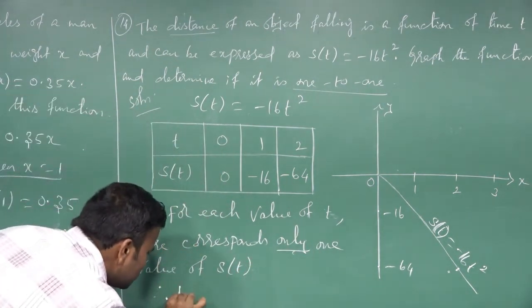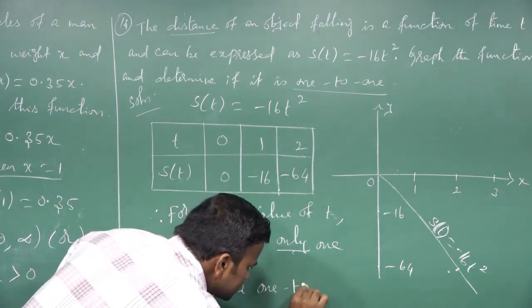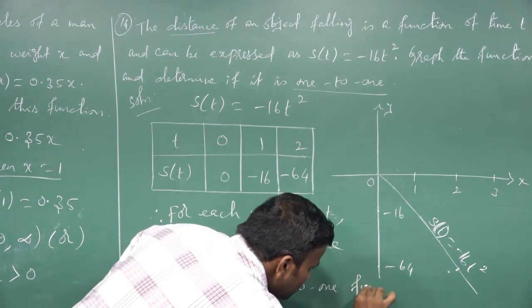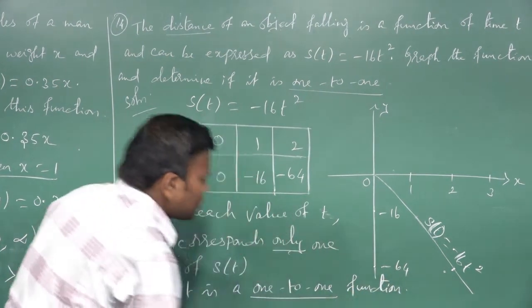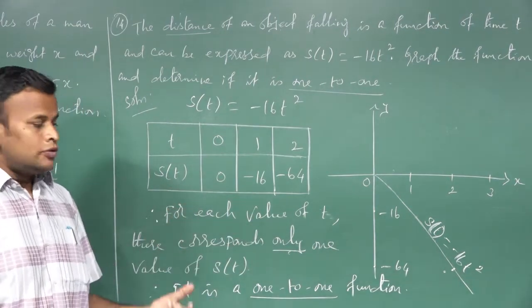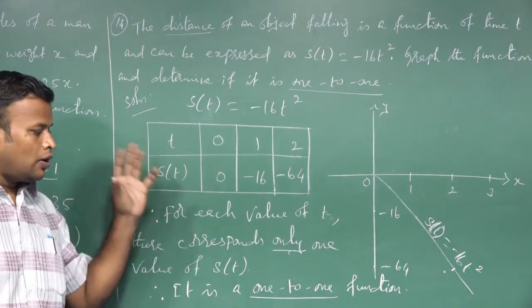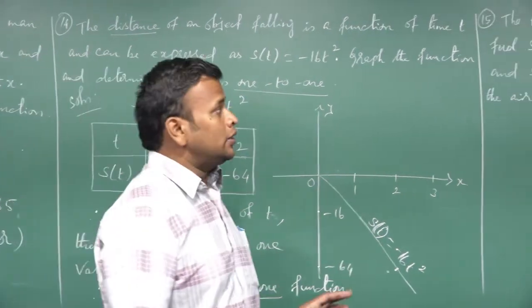Therefore, it is a one-to-one function. There is only one value, not more than one value. Therefore, the given function is also a one-to-one function. Now we move to the next question, 15.